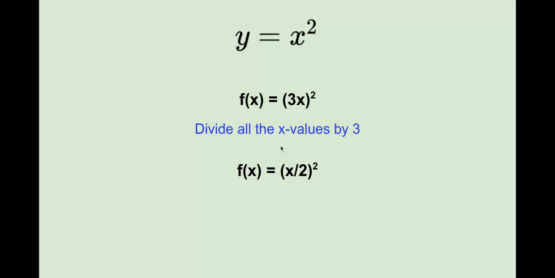Okay, same thing. x divided by 2. It's on the inside of the square, so it doesn't affect the y's directly. It affects the x before I plug it in to square it for the y, and I'm dividing all of this by 2. So in order to compensate, because it's on the inside, I'm going to multiply all the x's by 2.